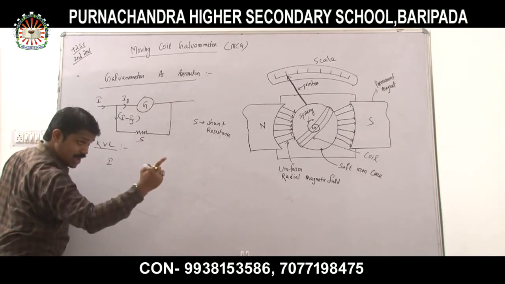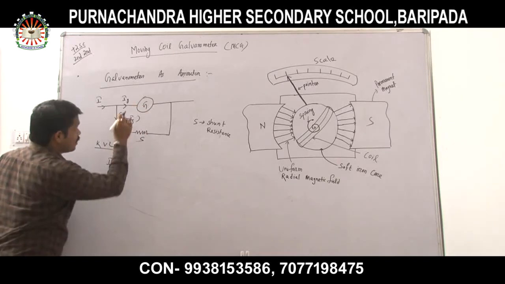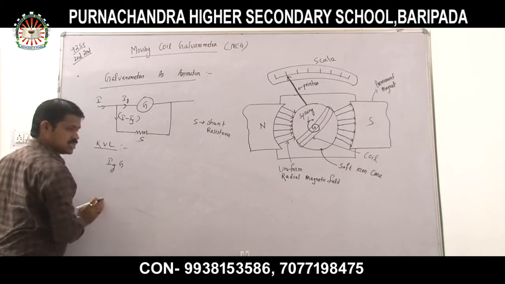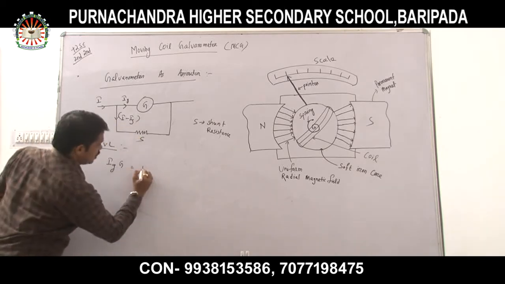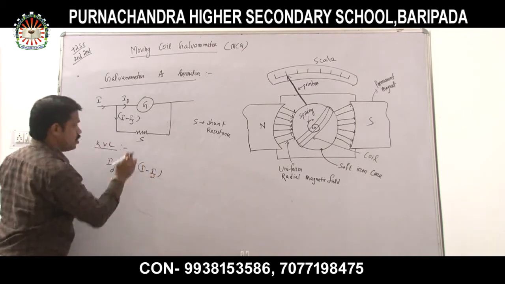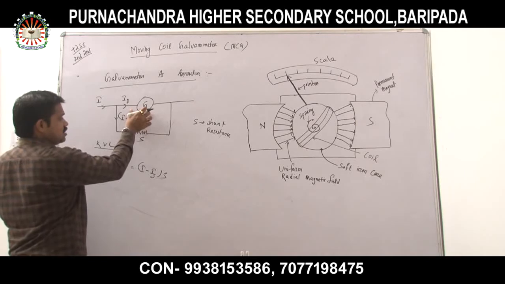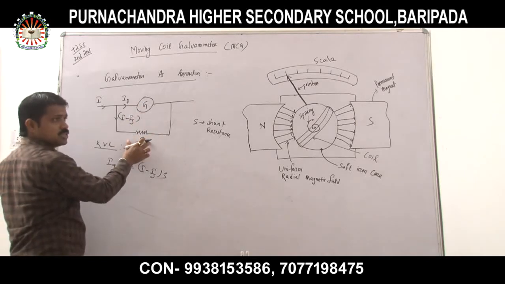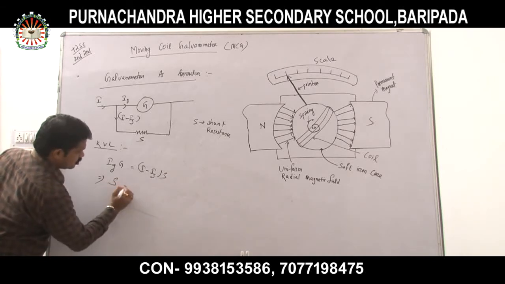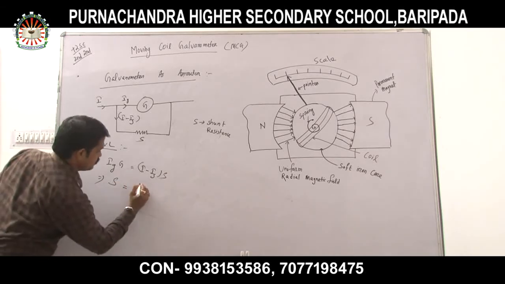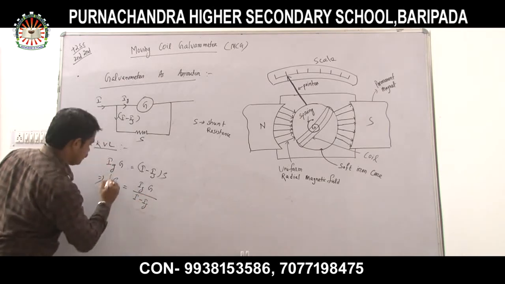Now we know that V is equal to I into R. So what is the resistance of the galvanometer? G itself. So Ig, the amount of current passing through it, into the resistance G is equal to, what is the current passing through the shunt resistance? I minus Ig is the amount of current passing through the shunt resistance, into S. So this voltage is equal to this voltage. So now we require the value of S. The value of shunt resistance becomes very simple: IgG divided by I minus Ig.